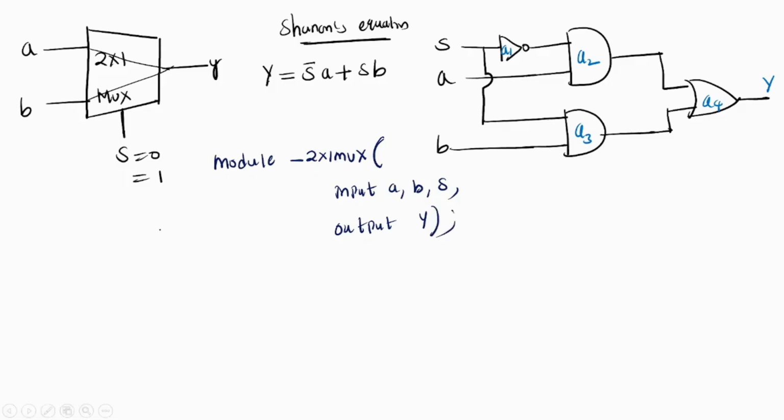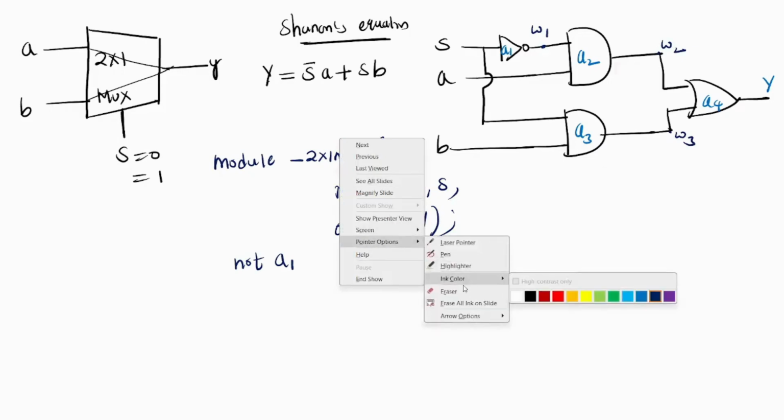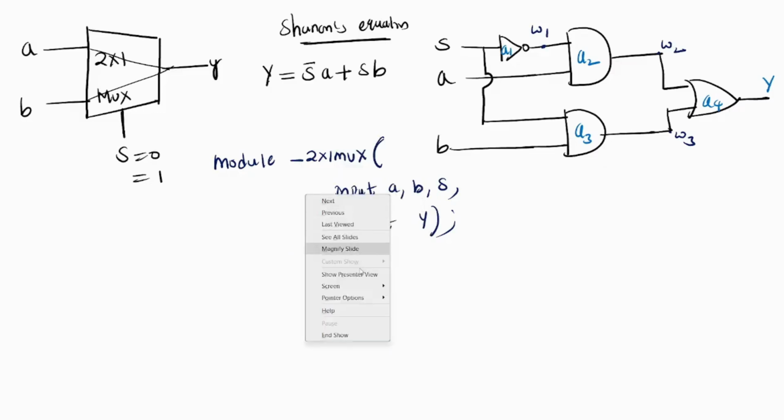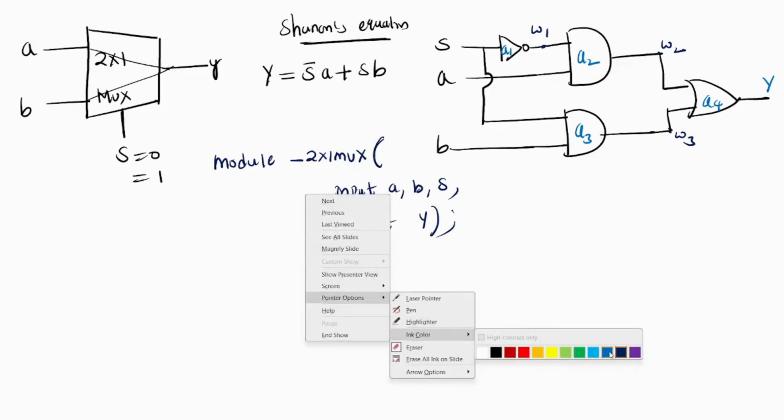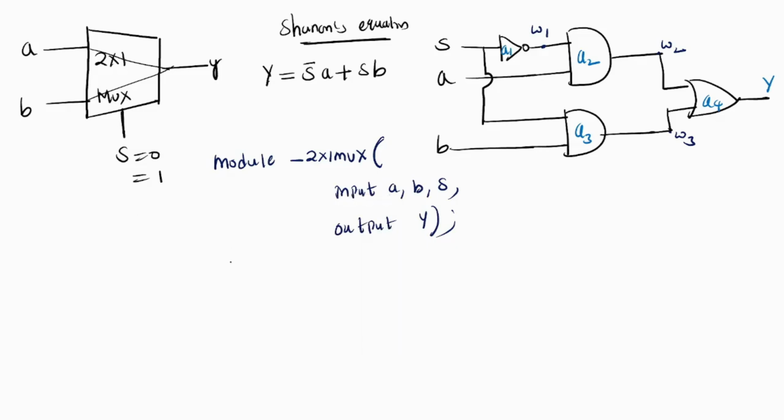Next I am using gate level modeling. Let us take the internal variables W1, W2, and W3. First you need to declare the wires, that is, the internal nets. So I am writing wire W1, W2, W3.